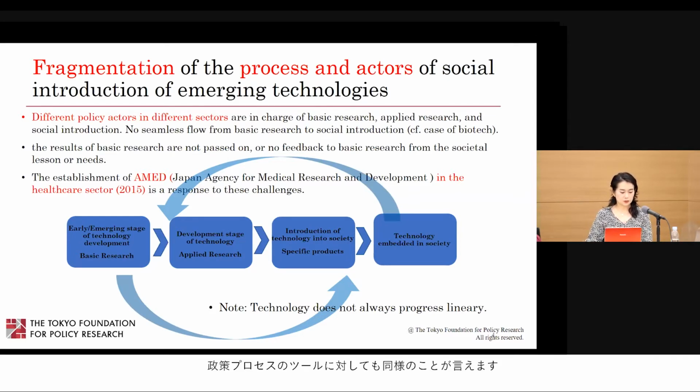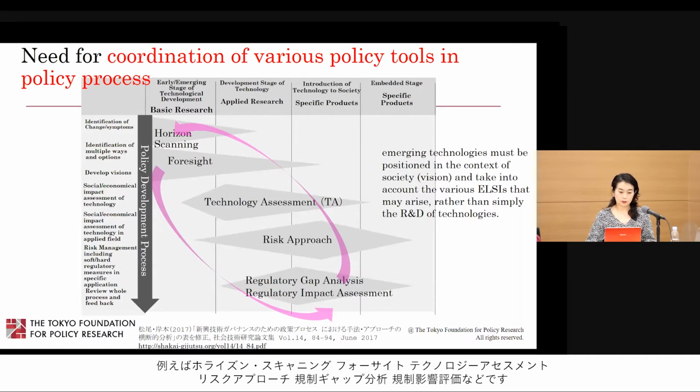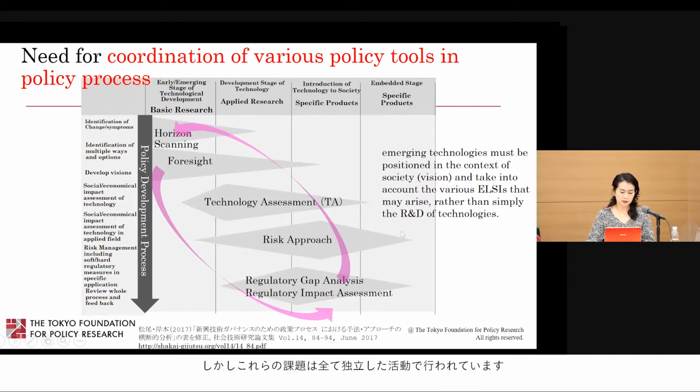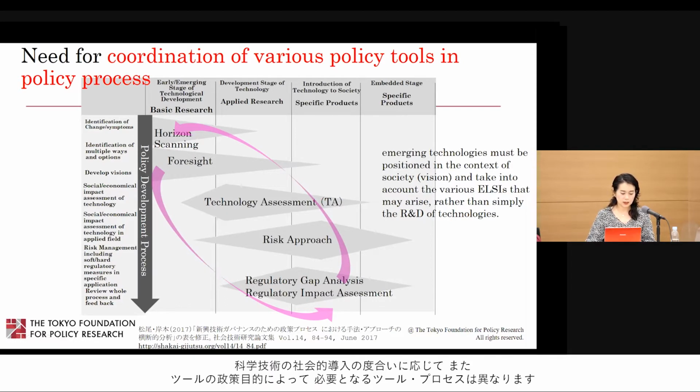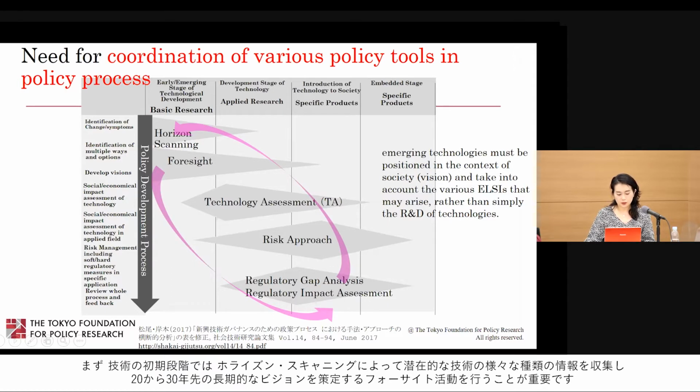And the same can be said of the tools in the policy process. There are many useful approaches: horizon scanning, technology assessment, the risk approach, regulatory gap analysis, and regulatory impact assessment. But these are all done in an isolated manner. Depending on the degree of social adoption of science and technology, and also the policy objective, the tools for the policy process may differ. In the early stage of technology, it is important to collect a wide range of information on potential technology by horizon scanning and engage in foresight activity to formulate a long-term vision 20 to 30 years ahead.